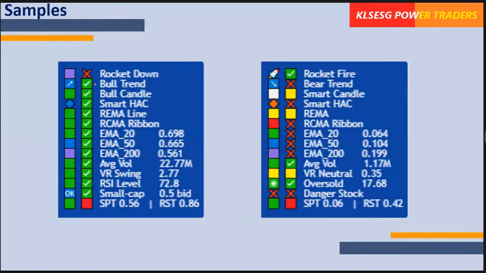Samples. Yeah. This one is rocket down. It's okay, but the other is okay. The bull trend, candles, everything is okay, right? You have more positive points than negative points, then this stock has a high chance to move up, and then you buy. You have a high chance to make a profit because the reading tells you everything is good, positive.